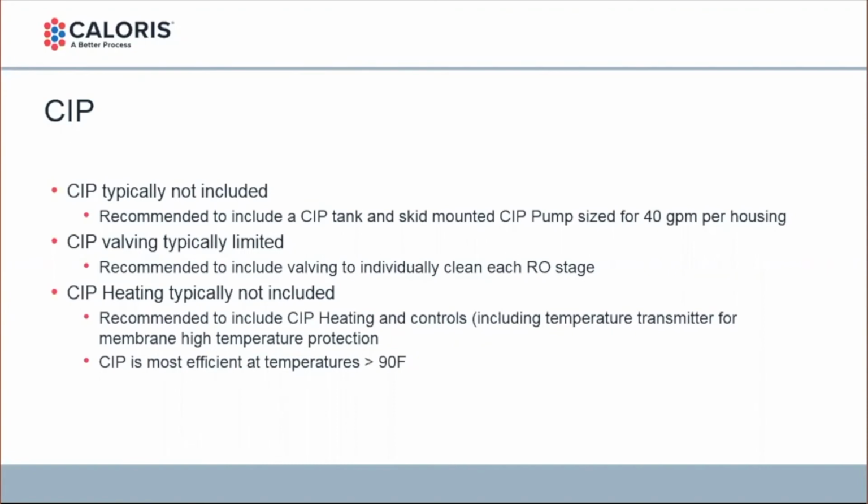And a lot of times CIP heating is typically not included. We would recommend to include CIP heating and controls, and definitely include a temperature transmitter for membrane high pressure temperature protection. CIP is most efficient at temperatures greater than 90 degrees Fahrenheit, and you're not going to get a very good cleaning if you're just cleaning it with 60-degree Fahrenheit water.